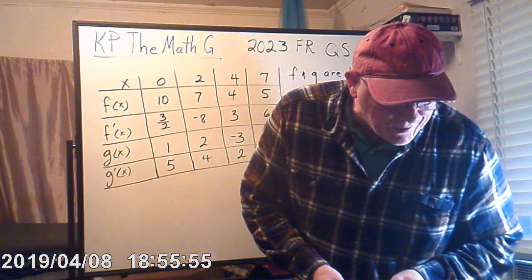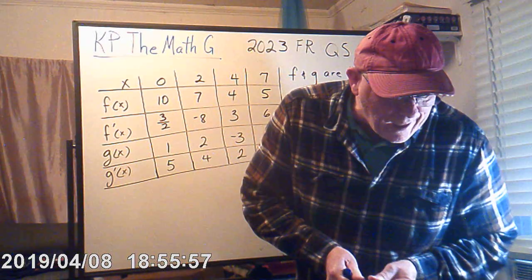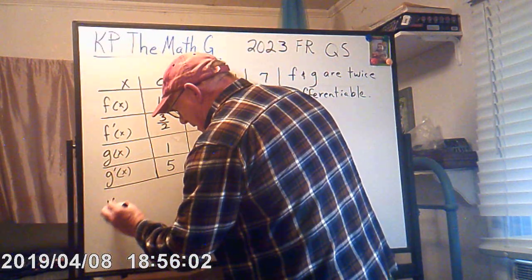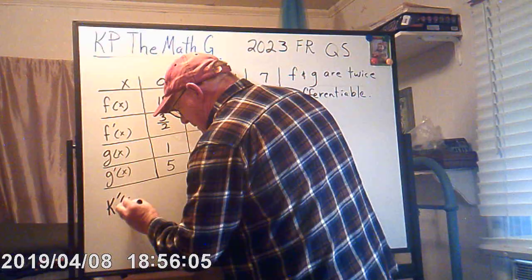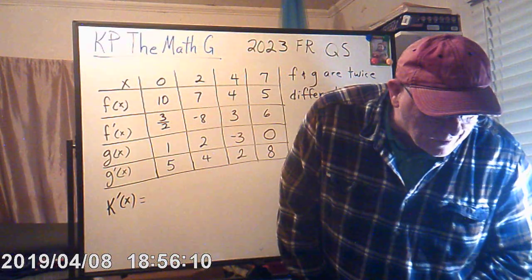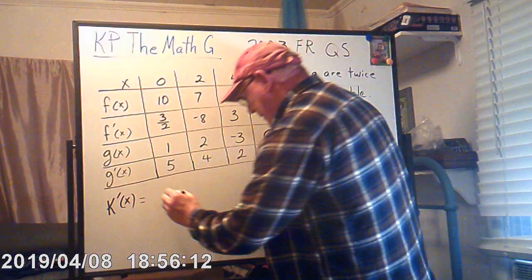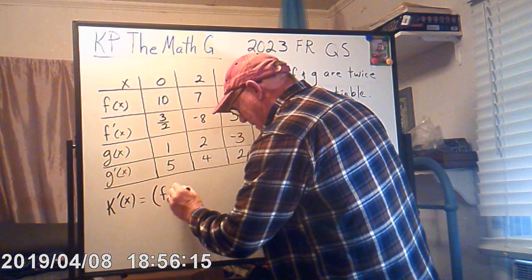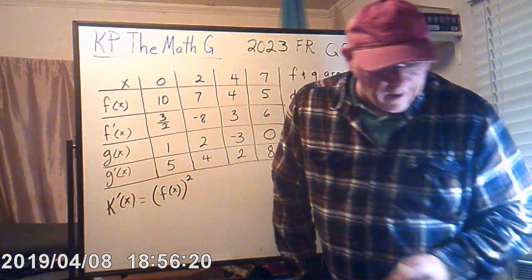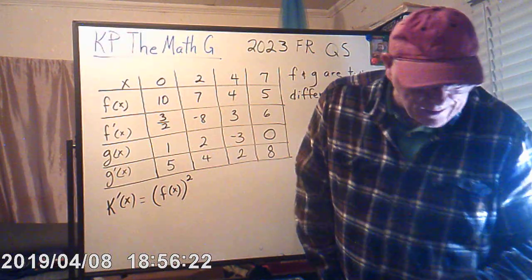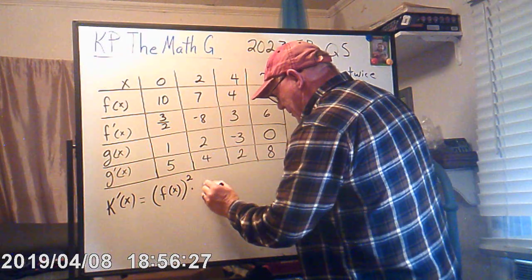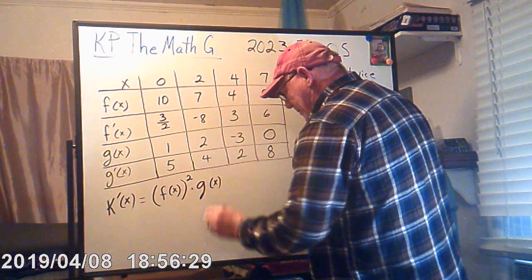Now it says K prime at X. We're given that K prime at X is equal to F at X in parentheses squared, times G at X, times G at X. So we're given that.